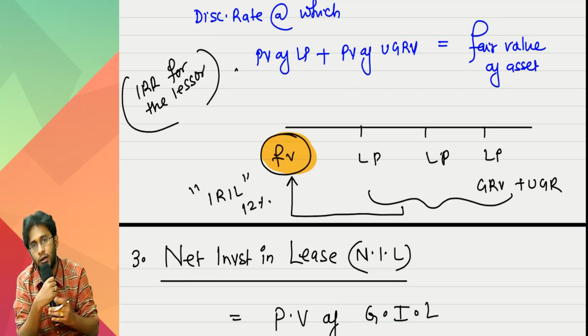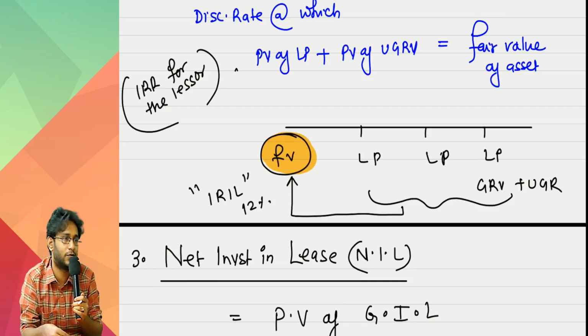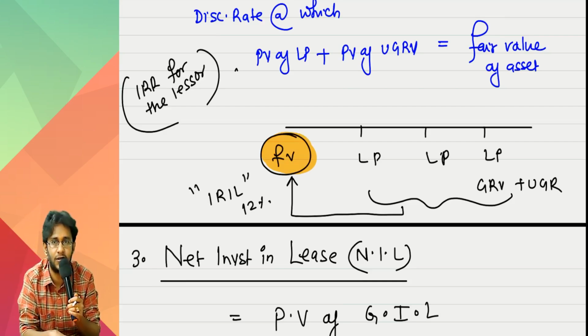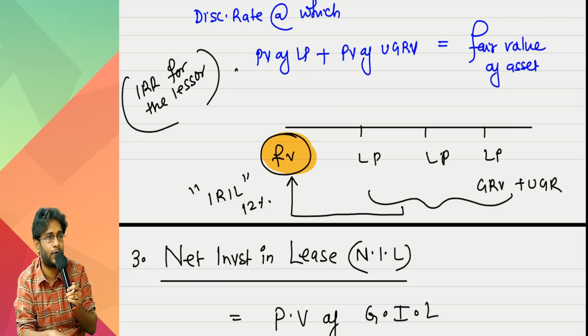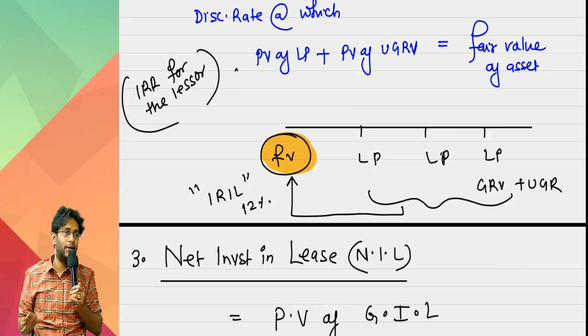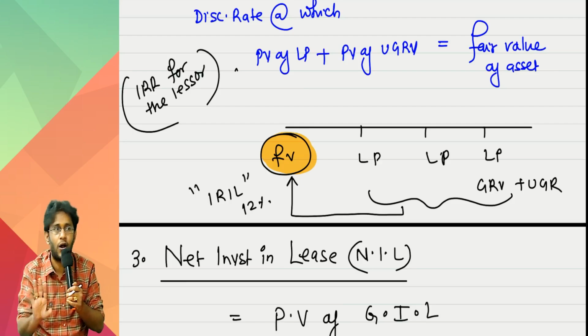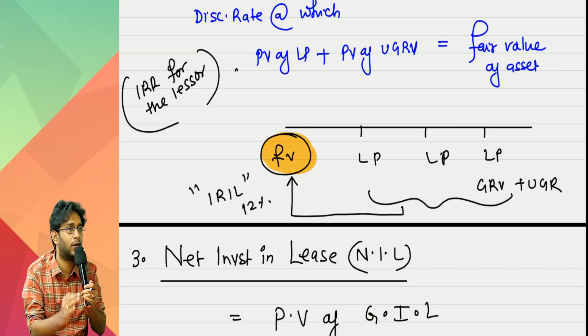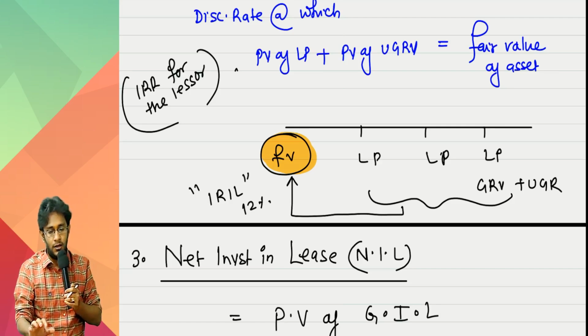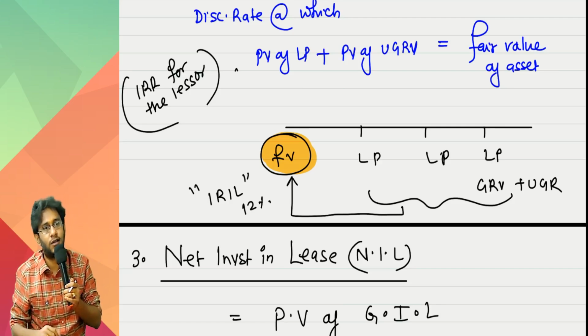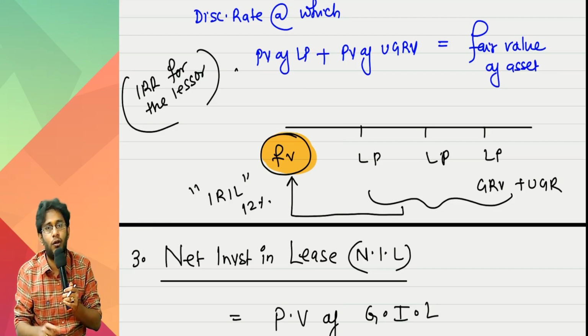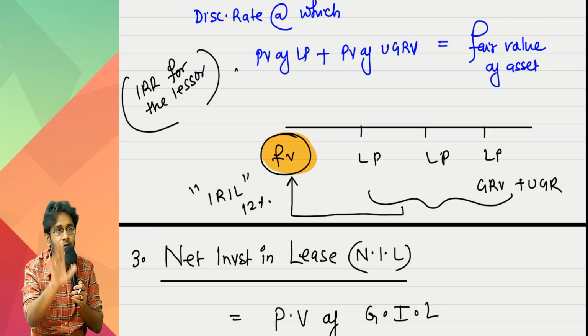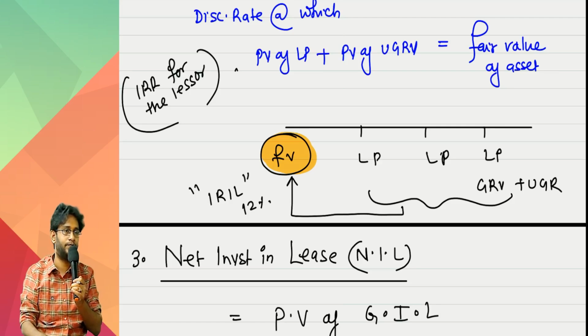So can I presume that fair value of the asset and net investment in lease both are same? Yes, definitely they will be same. If they are not same, your IRIL is wrong. Net investment in lease and fair value, both are same, sir. The ingredients and the discounting rate are the same. Why will you get a different number? If you are getting a different number, your IRIL is wrong or your fair value is wrong.